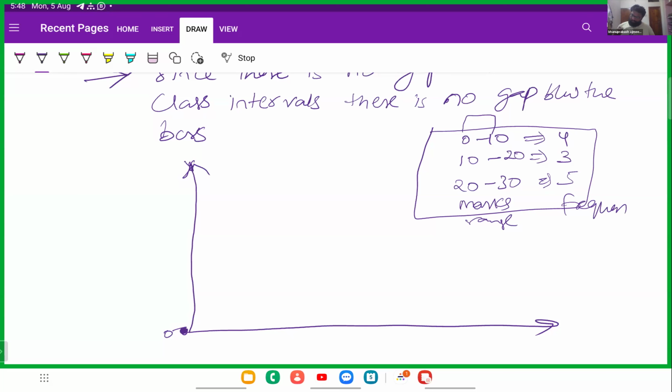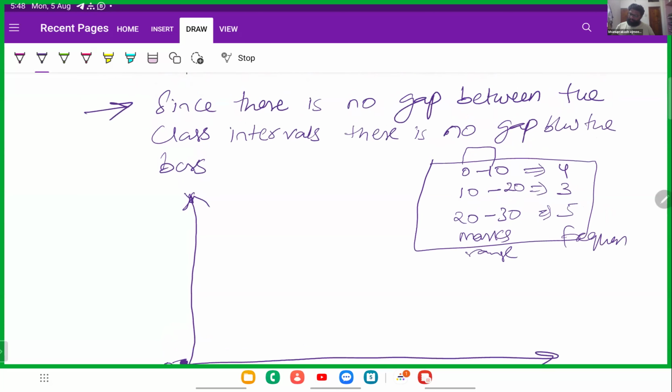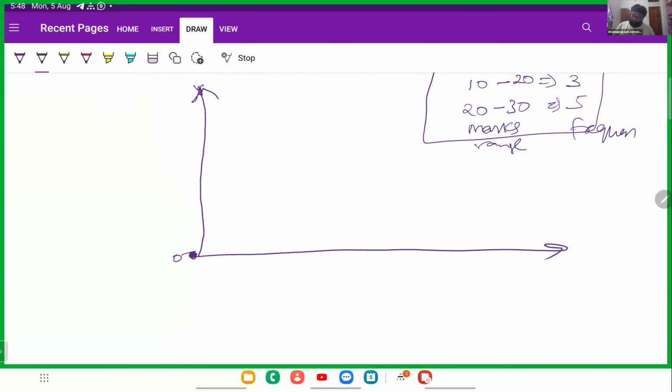Now what I am doing, suppose here this is called zero, with no gap between the bars. Why? Because I will first teach you. So this is 0, this is 10, this is 20, this is 30.